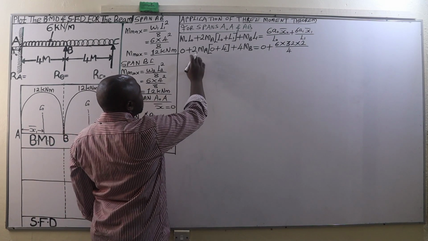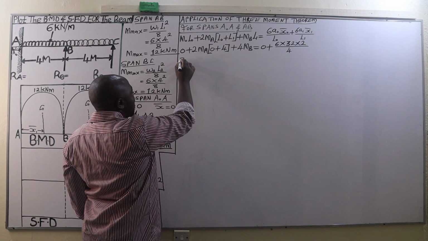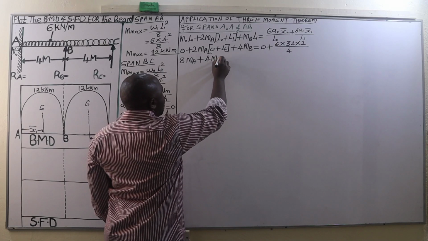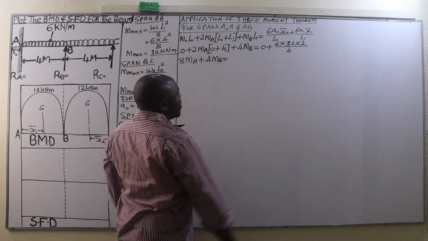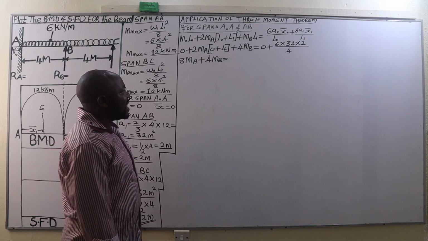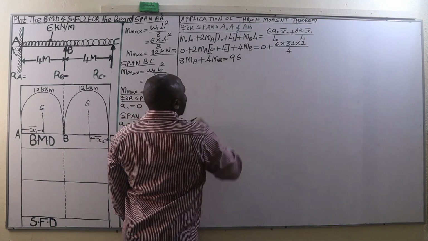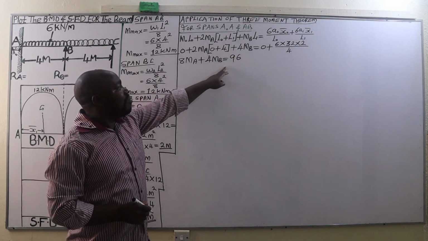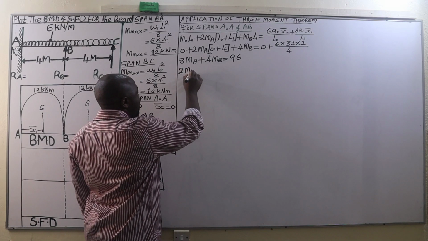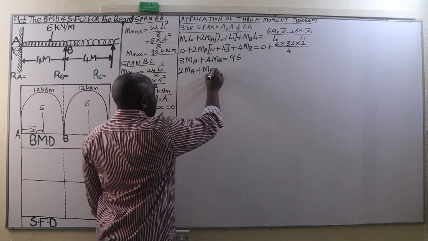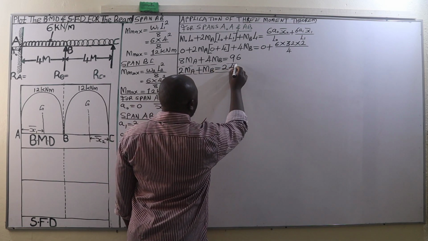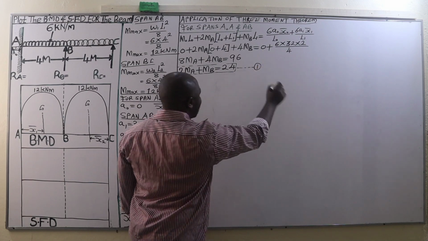We are going to have 2 times 4, that is 8, so we got 8MA plus 4MB being equal to 0 plus 6 times 32 times 2 divided by 4, that's going to be 96. Then we divide through by 4, and when we do so, 8 divided by 4 is 2MA plus MB is equal to 24. This is going to be our equation 1.